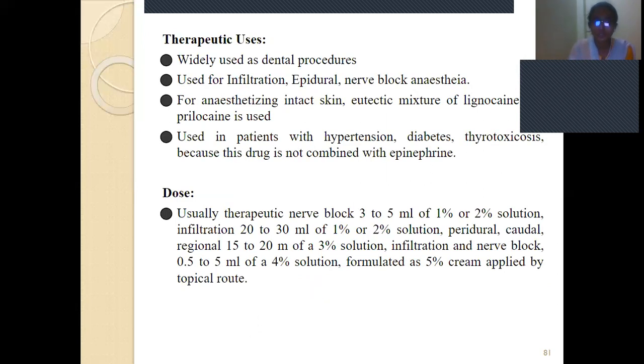Uses: it is widely used in dental treatment, and also as nerve block anesthesia and infiltration anesthesia. It is also used in patients with diabetes and hypertension, because this drug is not combined with epinephrine.